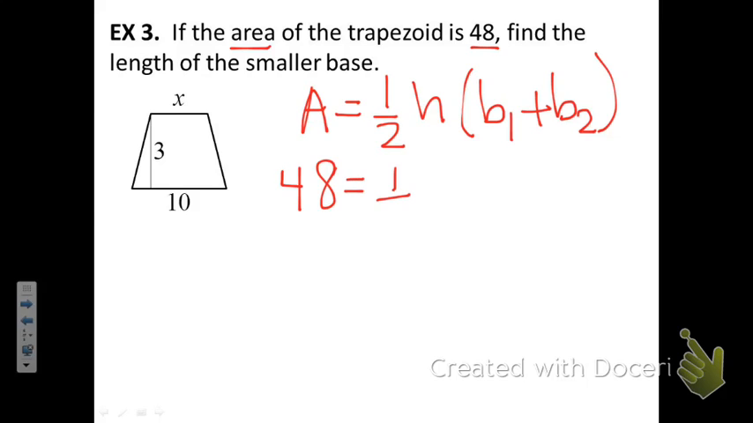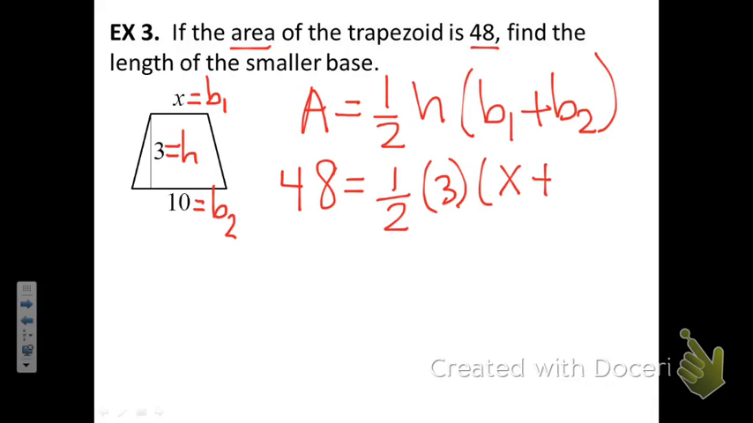And then look at our trapezoid and see what we know. This 3 is the H. We're going to call this X, B1, and this 10, B2. So I have 48 equals half of H. In this case it's 3 times B1, which is X, plus B2, which is 10. Now you could guess and check to solve this problem, or we're going to solve it by doing a little algebra.